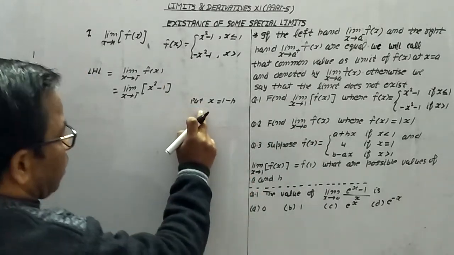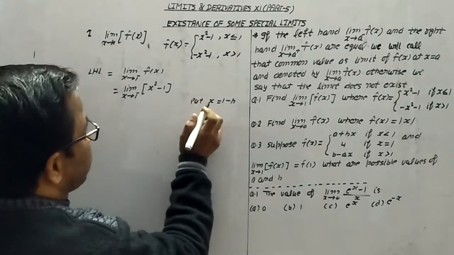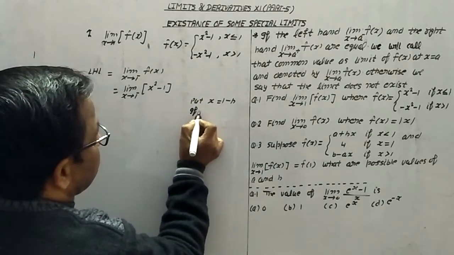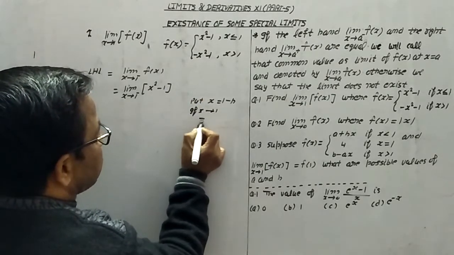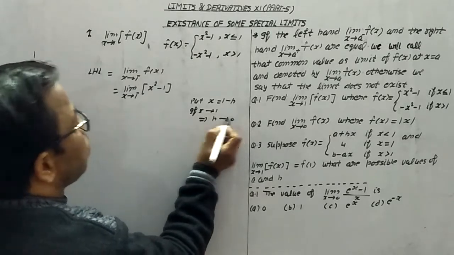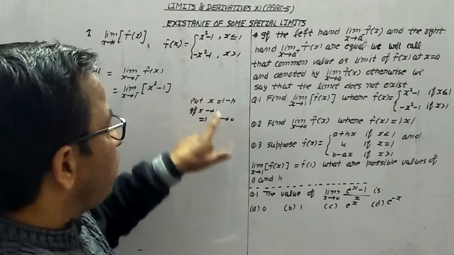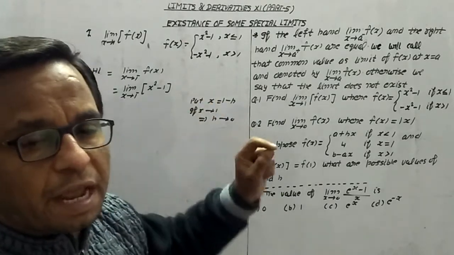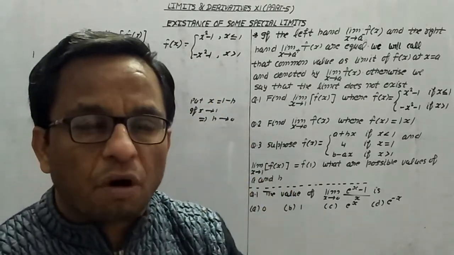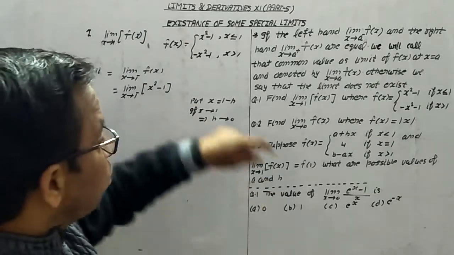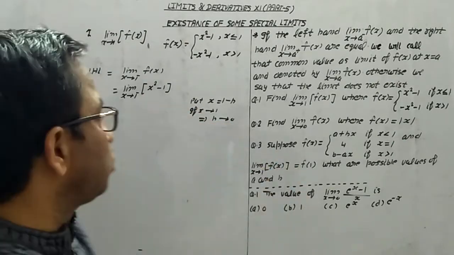Why are we putting this? Because if x tends to 1, it implies that h tends to 0. So in all questions, if we put it this way, h always tends to 0, so there is no need to check again and again in all the questions.